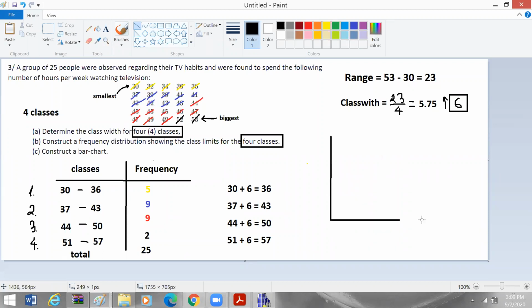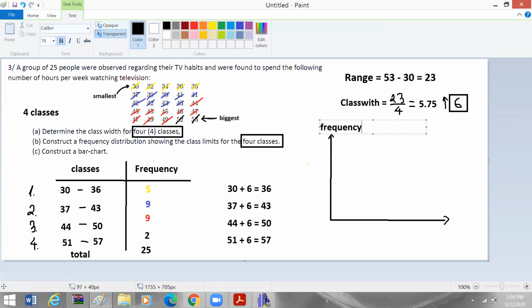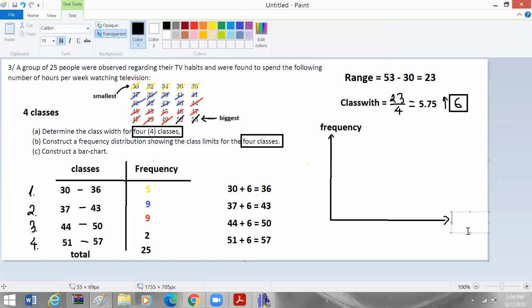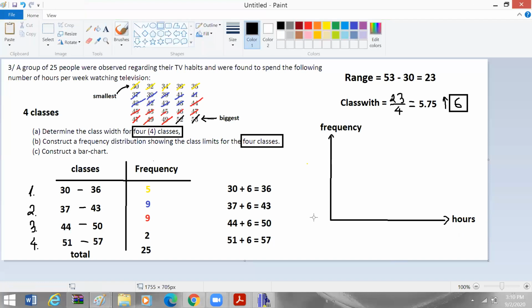And now we're going to make a bar chart. How many classes do we have? We want 4 classes, correct? So the frequencies have to be on this axis, and this is the classes. This is the number of people, right? The hours of watching TV. So I just put down hours. And we're going to have 4 bars. So we have 5. We have 9.